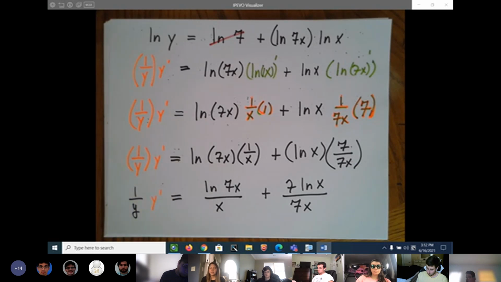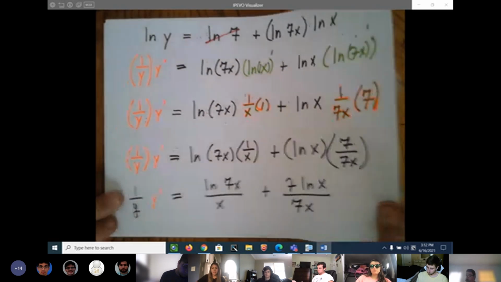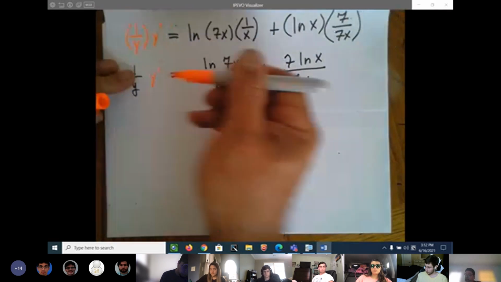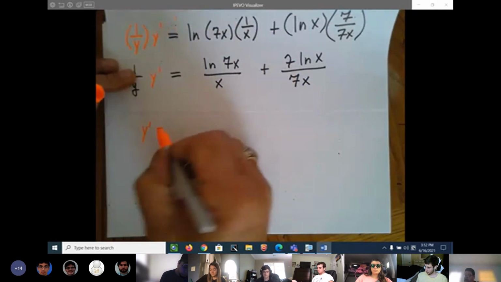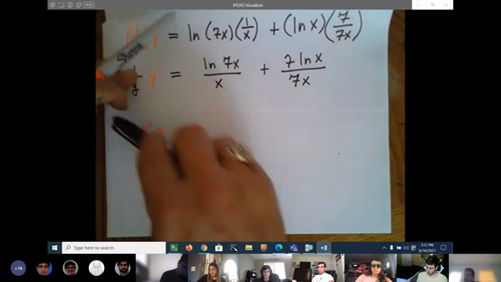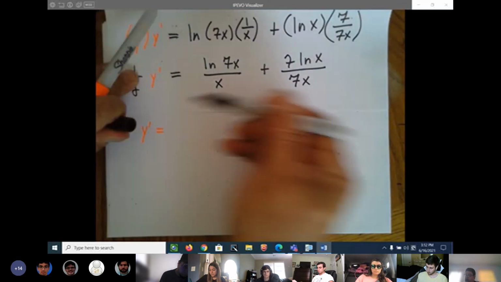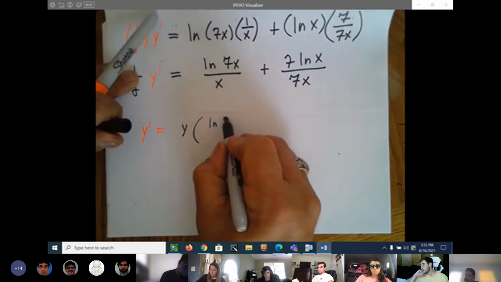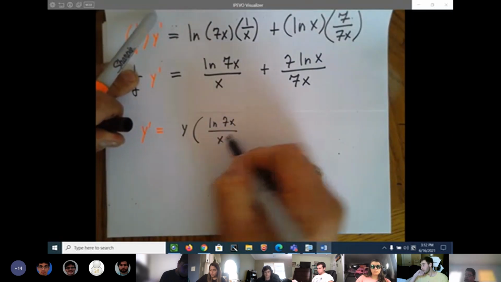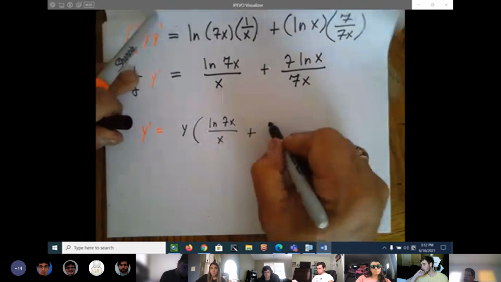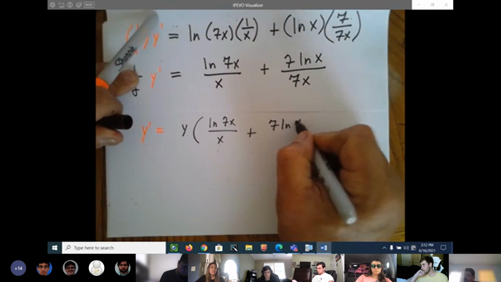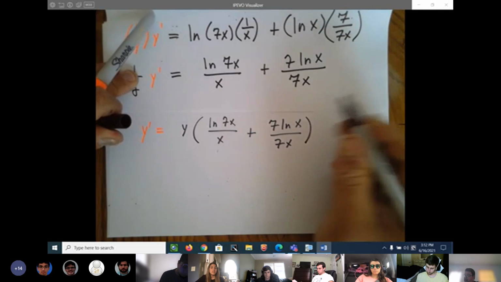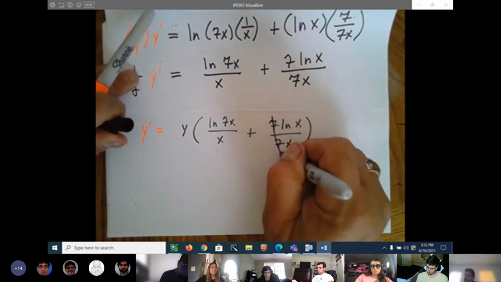And that's going to give you y prime is equal to y times natural log of 7x over x plus 7 natural log of x over 7x. And of course, those 7's can cancel.